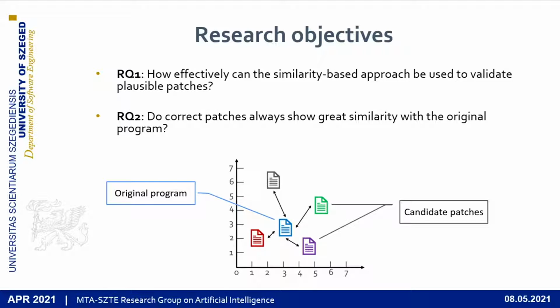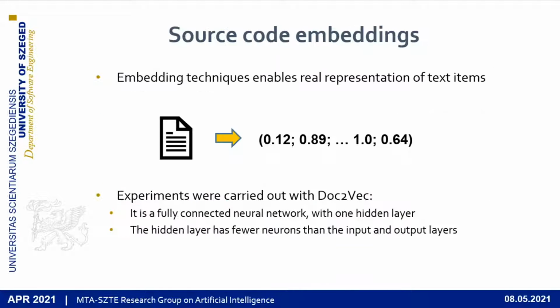To investigate the benefits of the document embedding approach, we organize our experiment along the following research questions. The first is, how effectively can the similarity-based approach be used to validate plausible patches? So whether it is possible to use document embeddings to filter or to classify the generated patches as correct or incorrect. And the second is, do correct patches always show great similarity with the original program? Or is it also possible that they are dissimilar to the original program and incorrect patches are more similar to it?